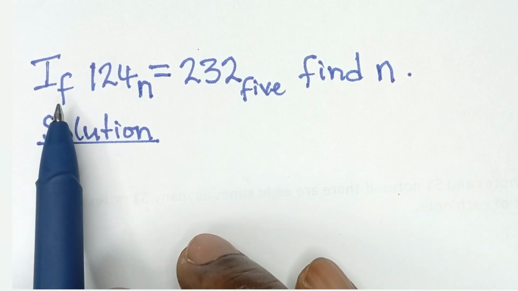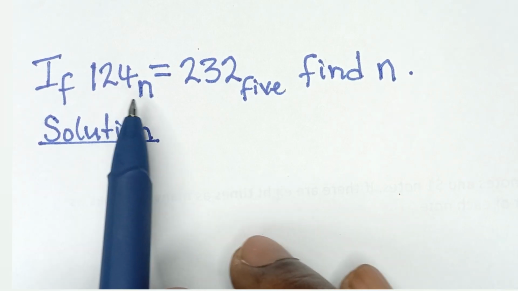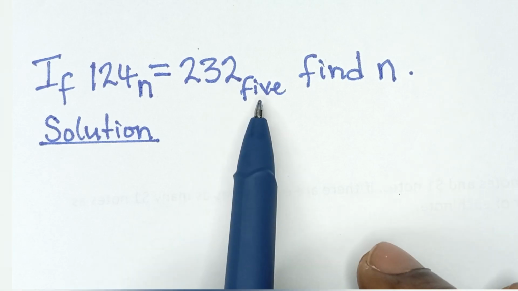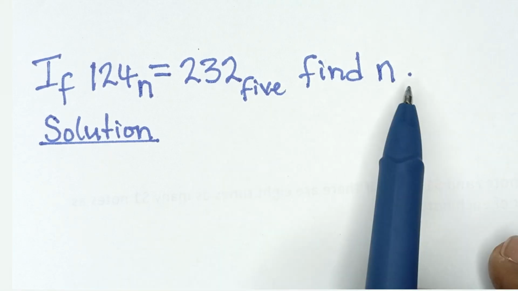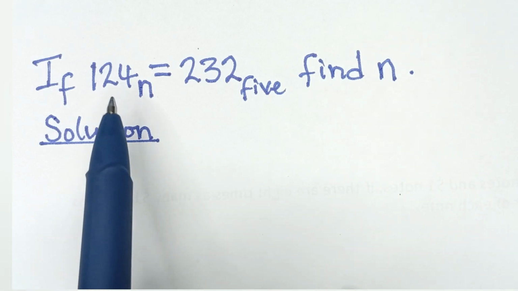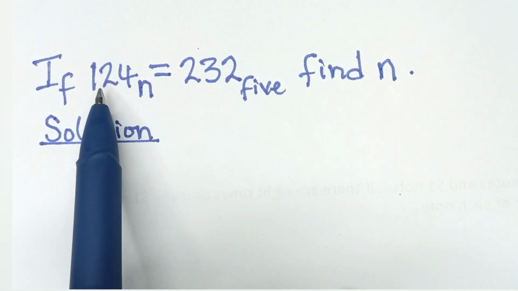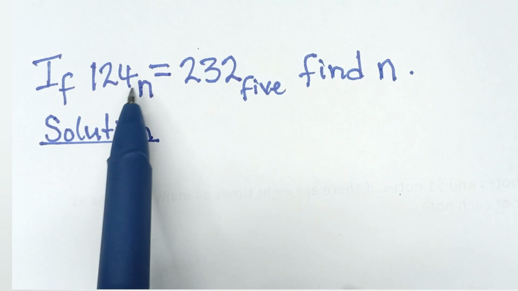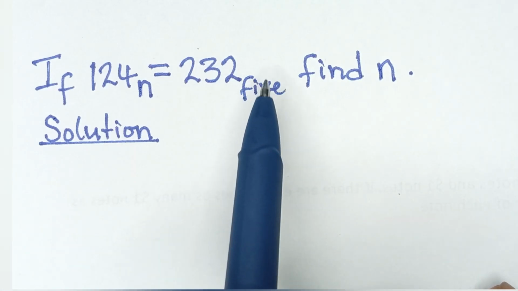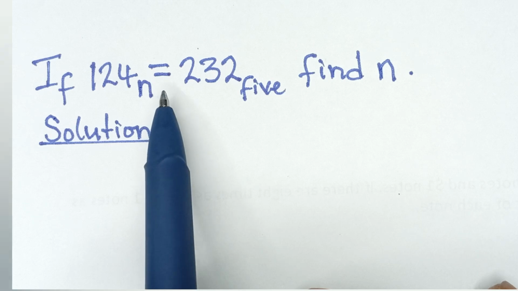The question says if 124 to the base n is equal to 232 to the base 5, we should find the value of n. Now for us to solve this, what we need to do is convert this number to base 10 and also convert this number to base 10, and from there we can find the value of n.